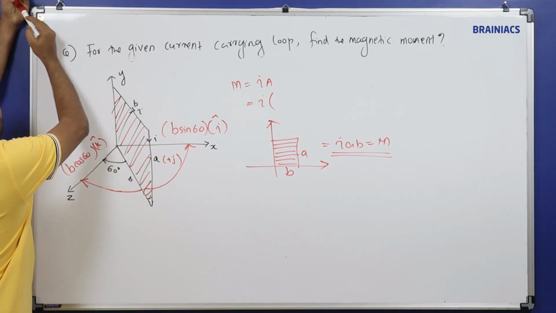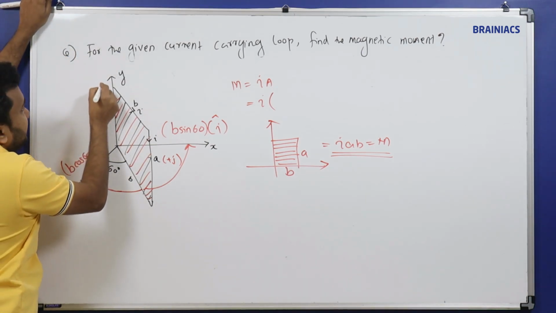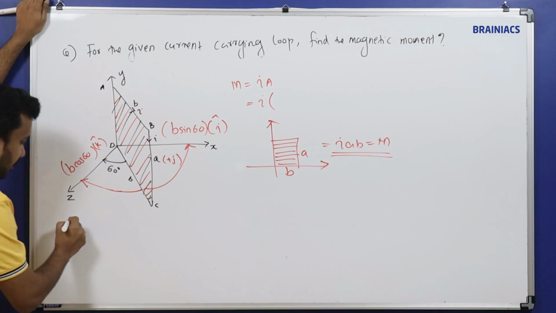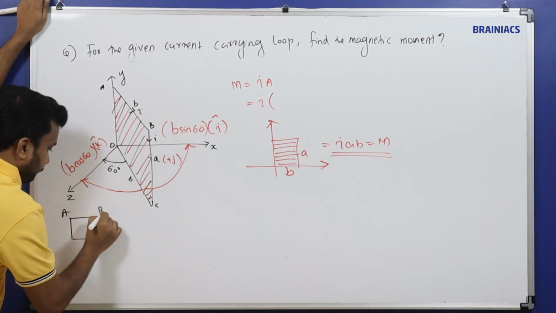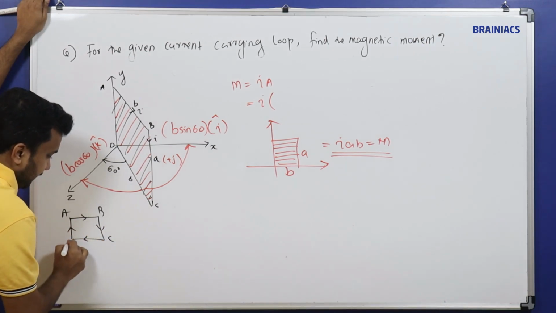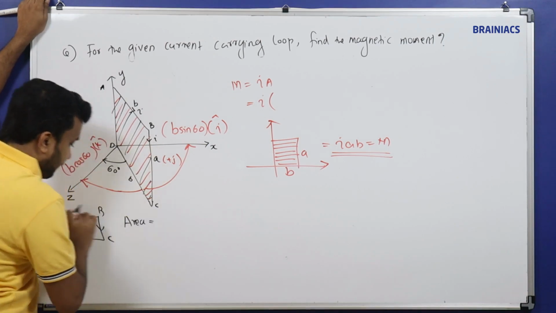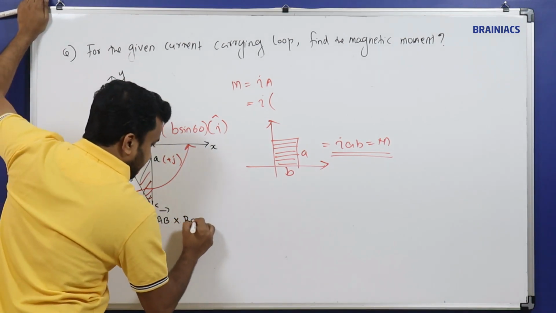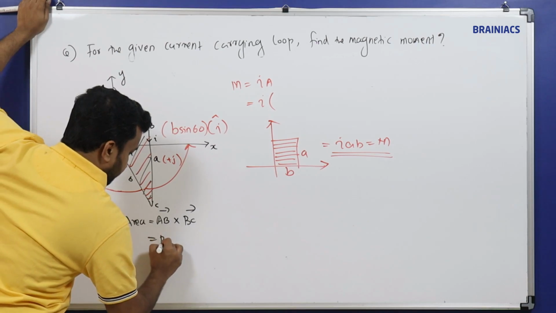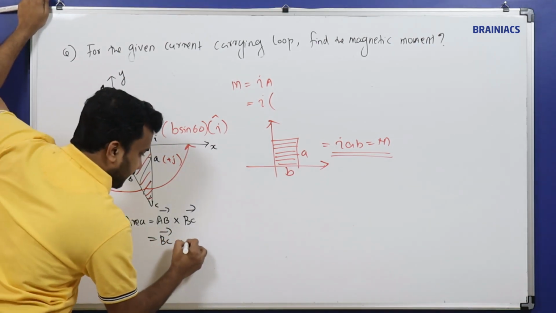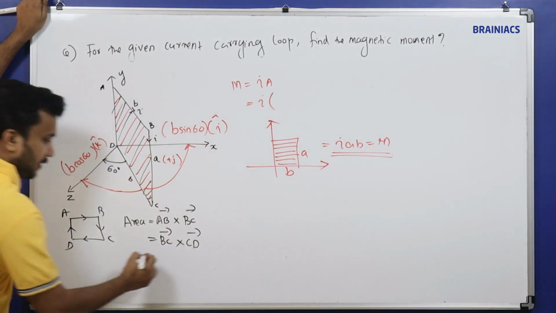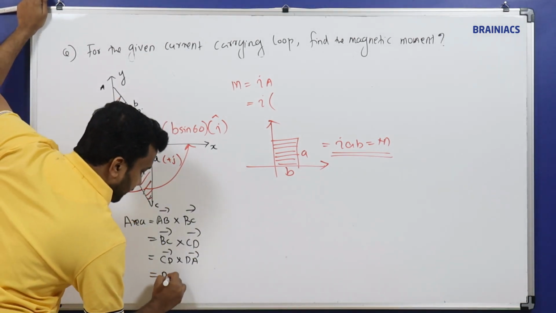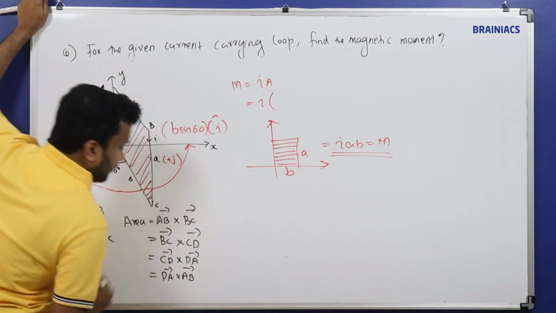See, listen here. You should be a little careful. This is A, this is B, this is C and this is D. Normally, if you have a rectangle like this, with directions A, B, C, D, then I have to state the area in that direction only. The area can be written as AB cross BC, or BC cross CD, or CD cross DA, or DA cross AB. So you can write it in all these formats.